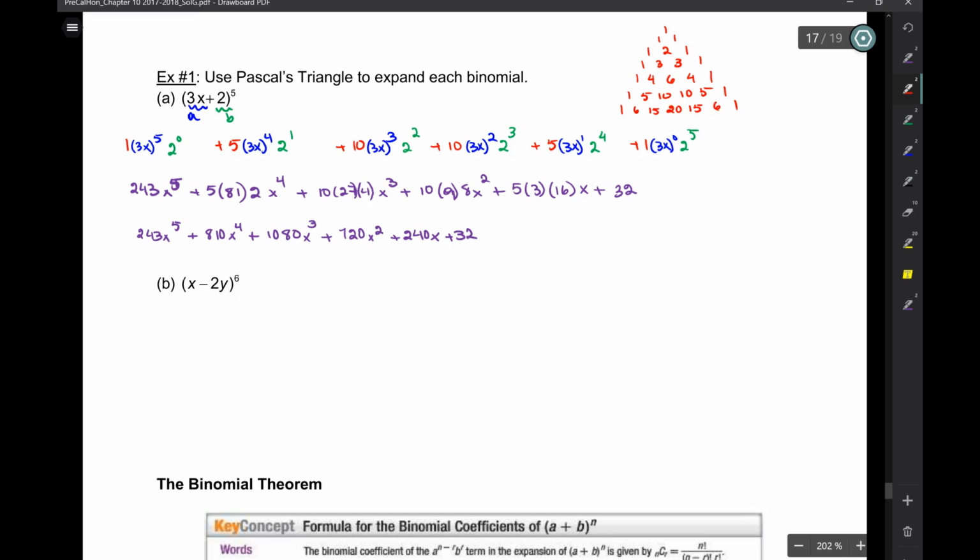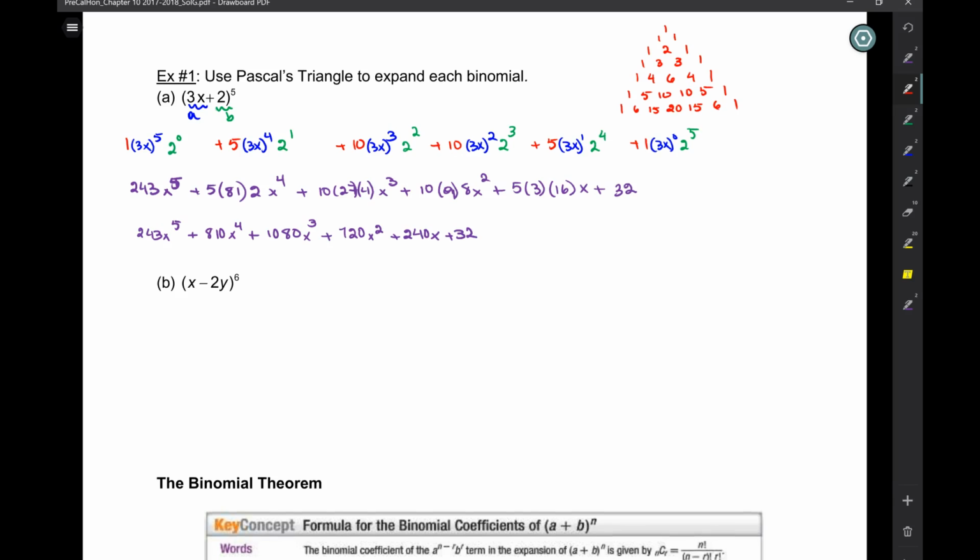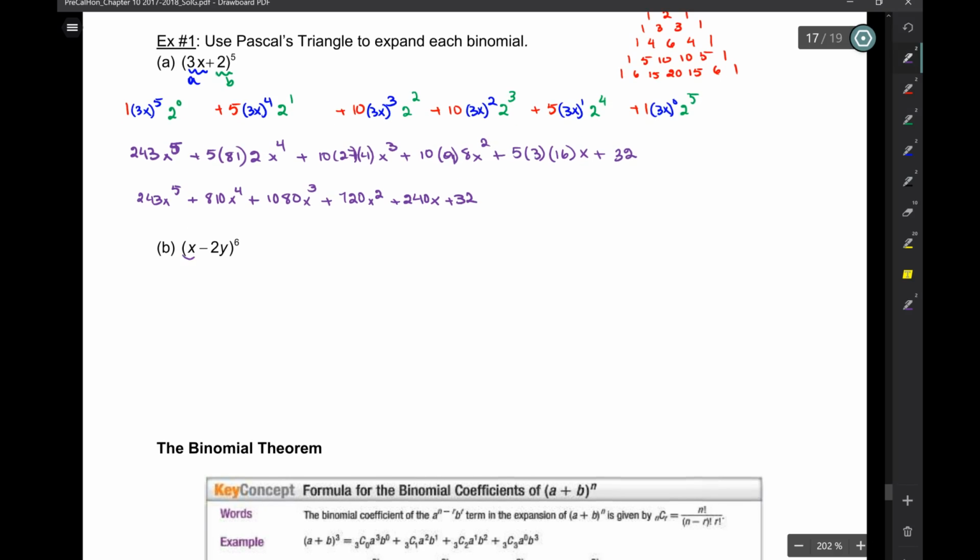Right? Okay, so again, this is A. Now this time B is negative 2y, and that's the difference here, right? Your B is negative, not positive. So keep that in mind. All right, let's go here.